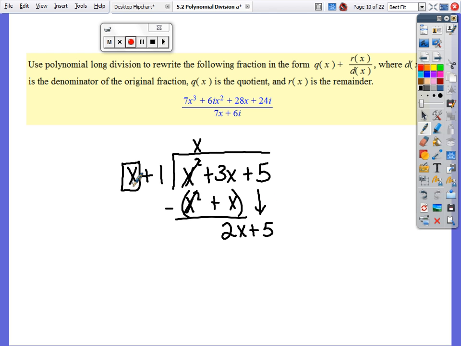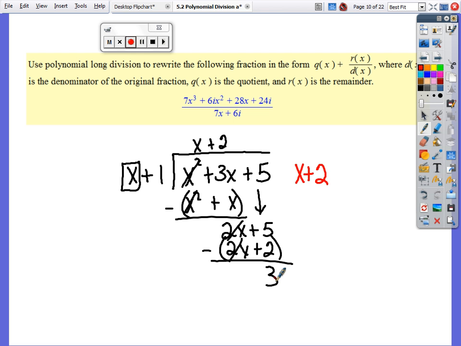So I start over. What do I multiply x by to make it 2x? Well, positive 2, right? So I get 2x plus 2. And then again, I would put a bubble and subtract, and those would be gone, and I'd end up getting 3. There's nothing else to bring down. Okay, so my remainder is 3. So my quotient is x plus 2.